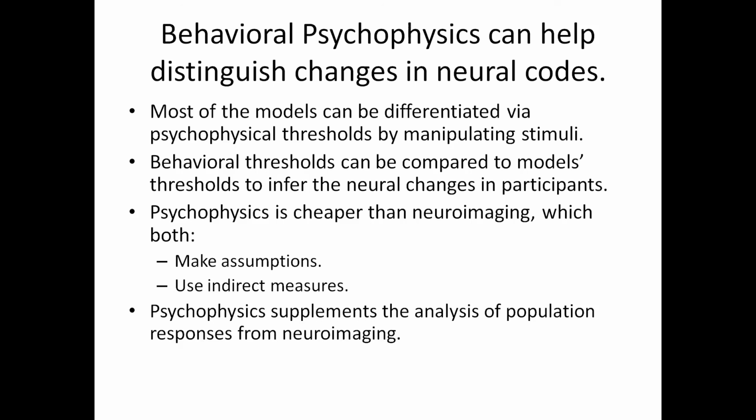Like neuroimaging, psychophysics makes assumptions and is an indirect measure of the neural codes, but can increase our ability to separate possible mechanisms of encoding change. Using psychophysics, we can gather additional data to reach better conclusions about questions that ask about what is changing in neural codes involved in behavior.